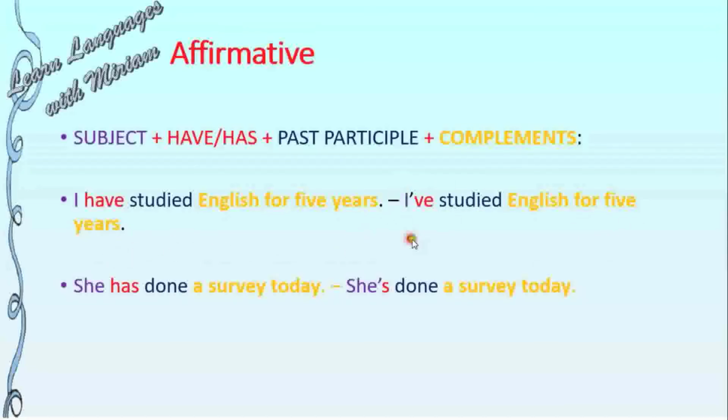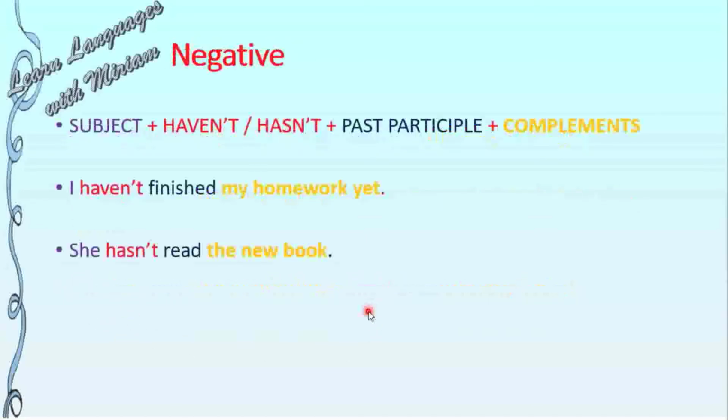Here, you've got the short form, the contraction. Instead of I have, you can say I've. Other example, she has done a survey today. Or, she's done a survey today. Here you have the short form. She has or she's.